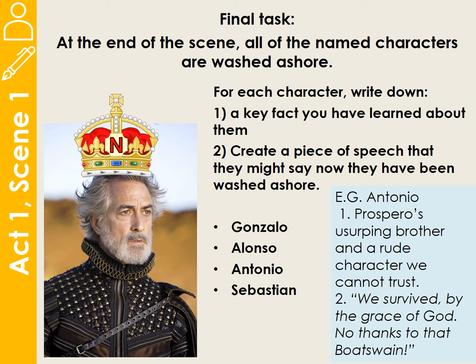So for example, Antonio. So number one, the key fact is that he is Prospero's usurping brother and he is a rude character that we clearly cannot trust or like. And number two, my piece of speech: "We survived by the grace of God. No thanks to that bosun."